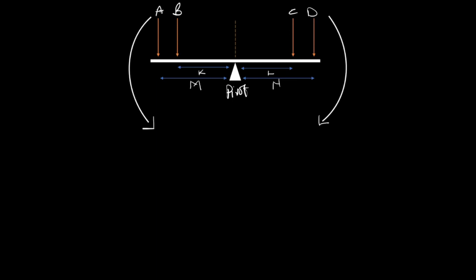Now we can see that force A acting over here has the distance between the force and the pivot to be the distance m that we have over here. So it extends from A to the middle over here. Now the force B has the distance k, that is between the force B and the pivot over here. Now force C has the distance L, and that of force D has the distance N.